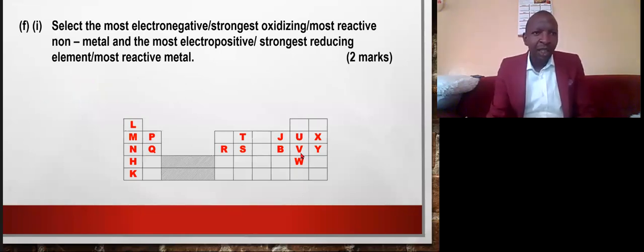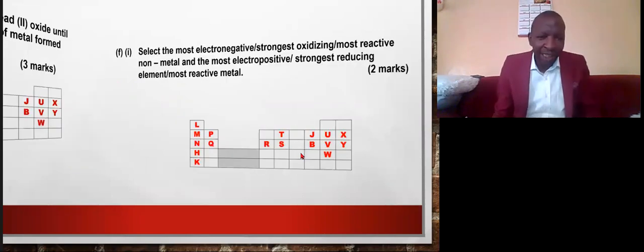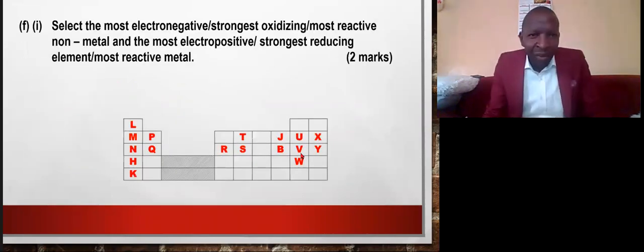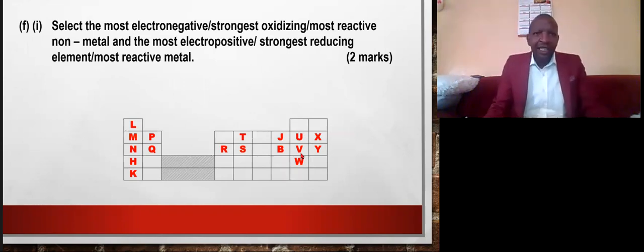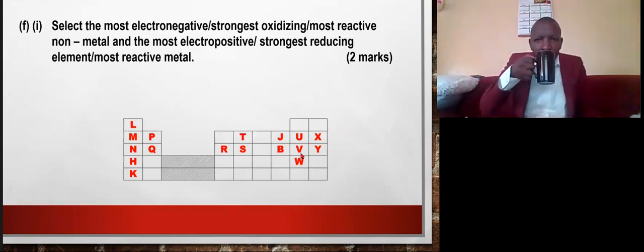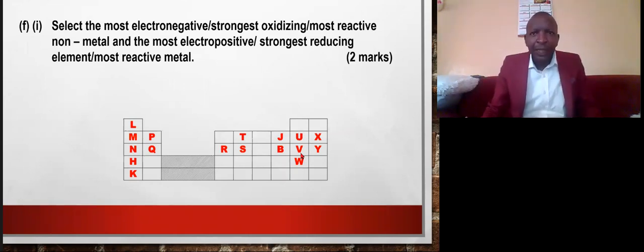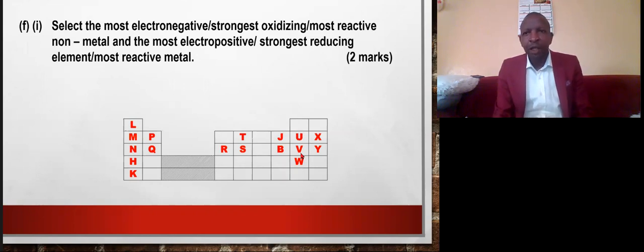When you're told to pick the strongest oxidizing agent, what is the examiner looking for? The strongest oxidizing agent, the strongest reducing agent. What are you looking for, students? When you're told to pick the strongest reducing agent and the strongest oxidizing agent, what is the focus of the examiner? Can somebody try to answer that question again? Because we did that.